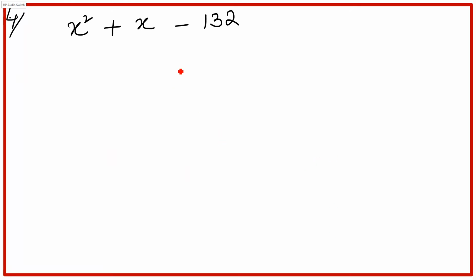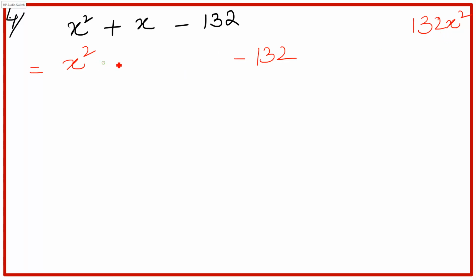Last question is x square plus x minus 132. Can we take anything common? No. Can we make the square of the first and last term? No. Right? And then we have to write down first and last term as it is. Multiply these two terms. It is 132x square. So we have to write down two terms in such a way that when we add or subtract those two terms, it should be equal to positive x. But when we multiply those two terms, it should be equal to 132x square.